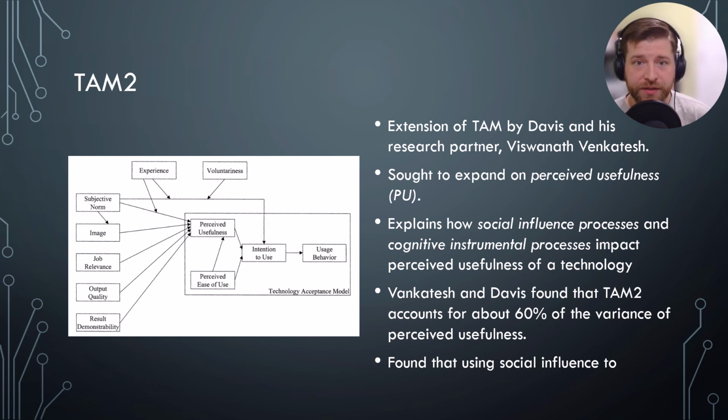What the two researchers discovered at the time of writing the paper was that most research was done on the perceived ease of use of a technology. However, the most explanatory power comes from the perceived usefulness. Venkatesh and Davis actually found that TAM2 accounts for about 60% of the variance in perceived usefulness. And they found that using social influence is a much stronger way to proceed with adopting a new system than by just forcing users into using it.